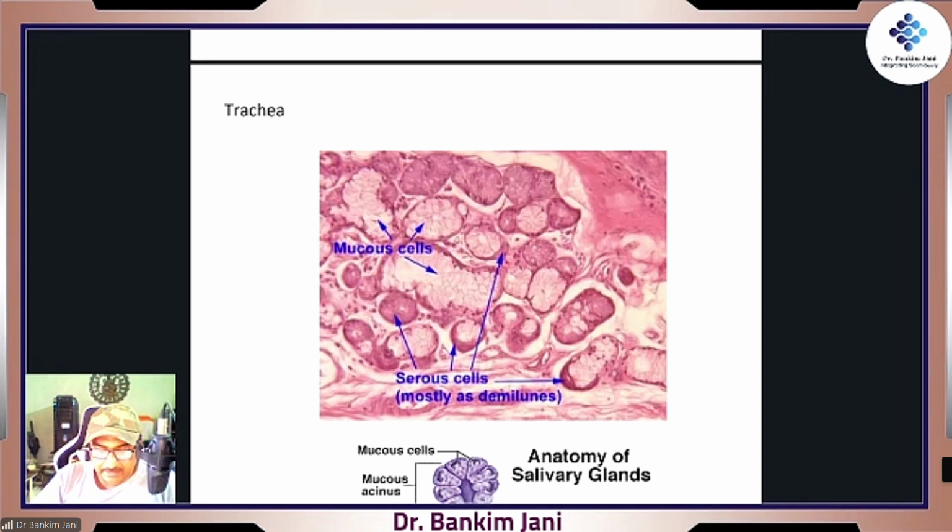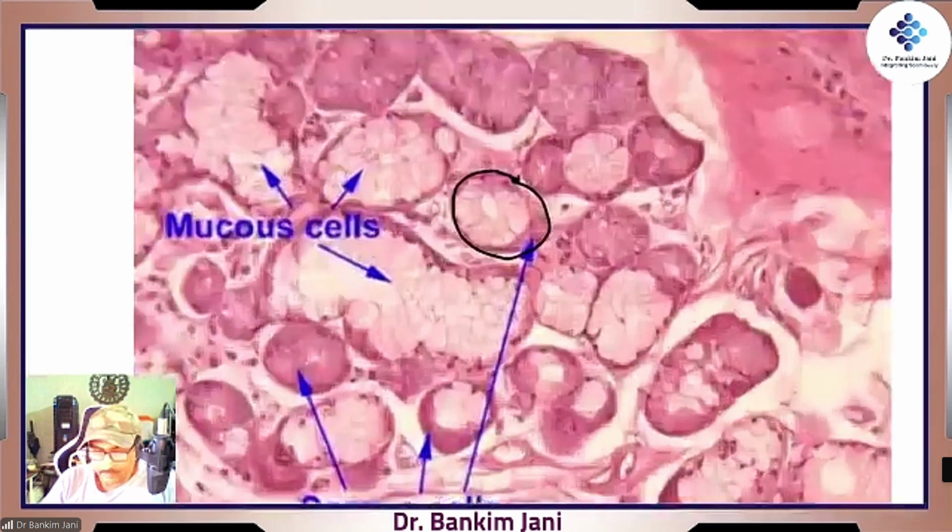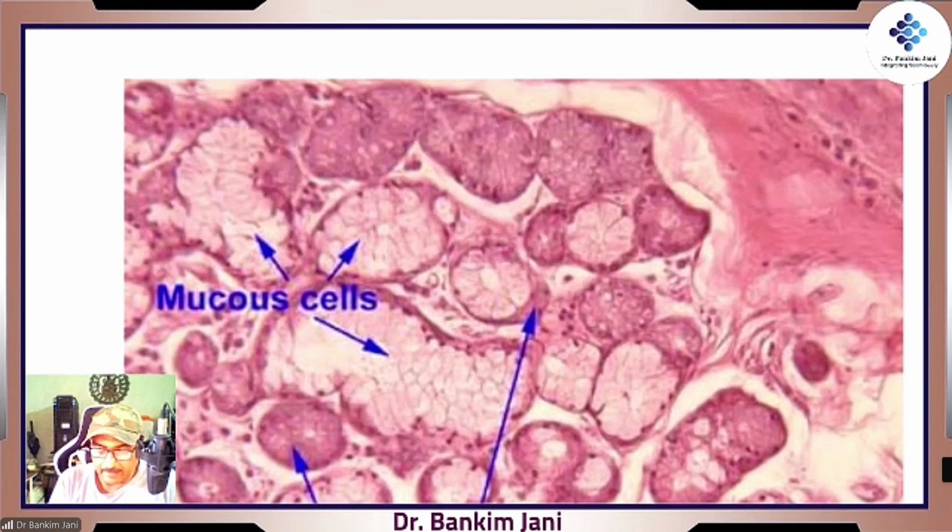So here it is, the trachea, where it is needed. See, this is how it looks. The look itself will immediately say that yes, this is a demilune. Watch this part. Here it is, this portion, and on top of it, this is a cap. So this is the mucinous, and this one is serous. Watch it. Now you will be able to see there is so much variation.